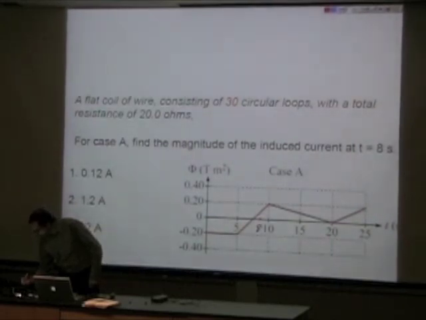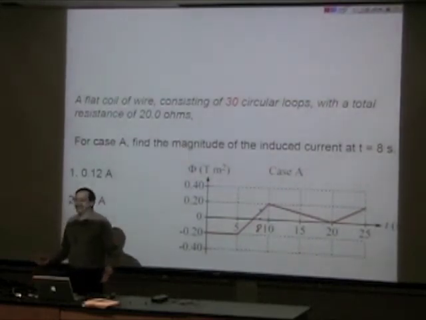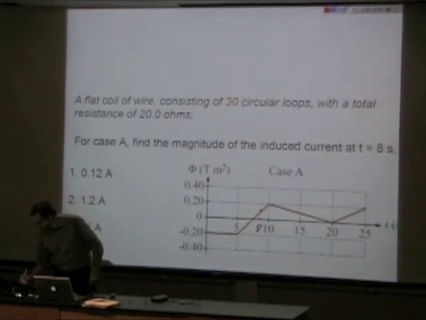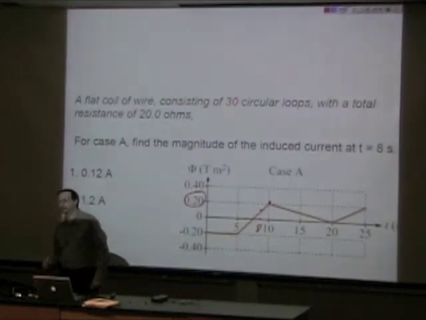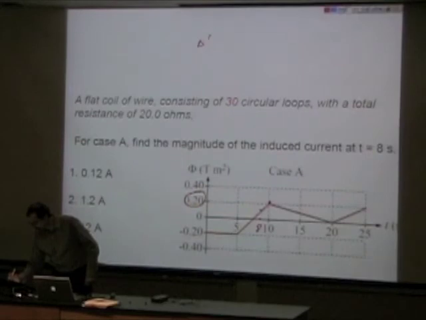T equals 8 is here. So I wouldn't use t equals 8 for calculating the slope. I would use this point, right? Because I know the value for the flux is 0.2. So all I do to calculate delta phi over delta t is going to be 0.2, its value, divided by, well, it's 10 seconds, 10, 0.02.